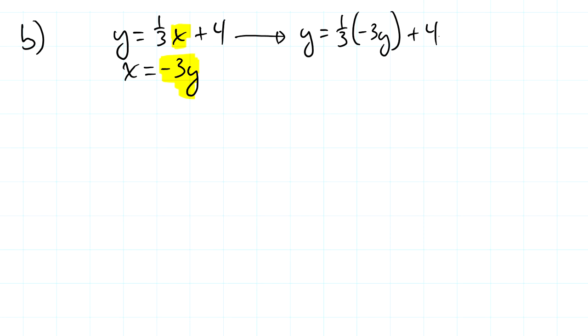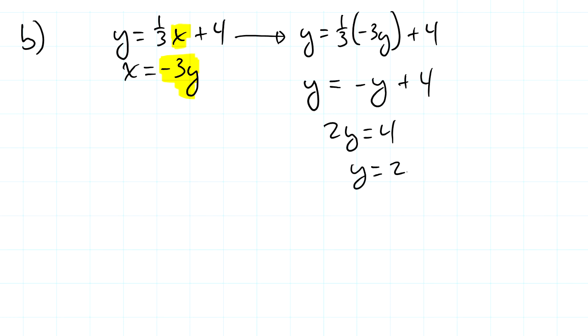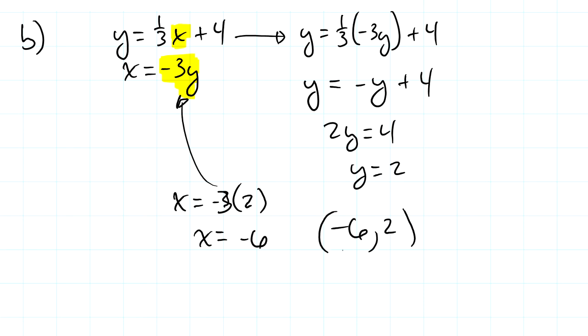When I multiply 1/3 times negative 3, I get a negative 1. So this is y equals negative 1y, or negative y, plus 4. I can add y to each side, giving me that 2y is 4. Therefore, y would be the number 2. Now that I know y is 2, this is a great way to figure out what x is, right? X is negative 3 times 2, or x is negative 6. So my solution looks like negative 6 for x and 2 for y.